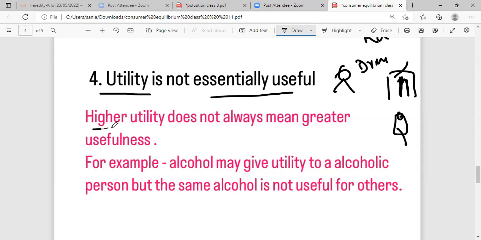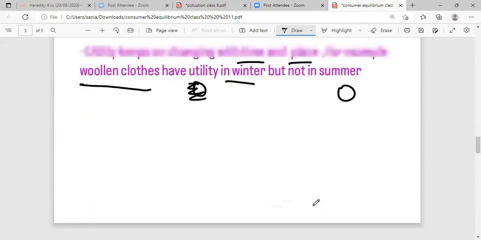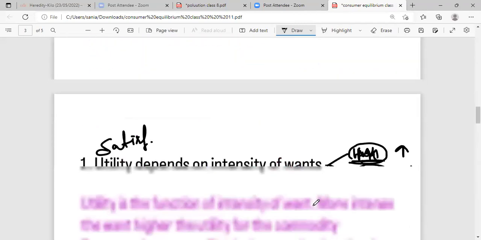Okay, so if this person is an alcoholic, he is getting 10 utility from this but 2 from this. If you don't check the product, you will say okay, 10, this is a useful product. But no, if it is giving him more satisfaction, that doesn't mean this product is useful. For example, alcohol may give utility to an alcoholic person, but the same alcohol is not useful for others. Clear? Yes, teacher. Okay. So first you'll write this, then we'll.